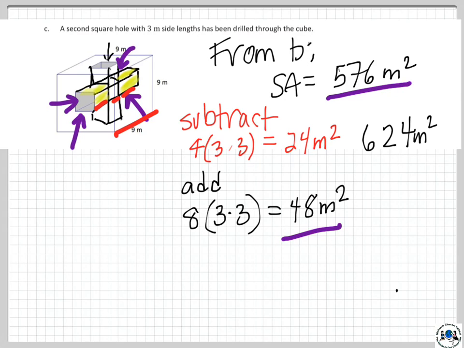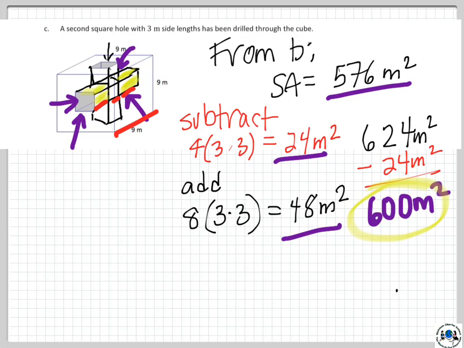But we have to now pay attention to what we subtracted. So we subtracted away 24 square meters, and what we end up with in the end is 600 square meters of surface area. That one might have been the most challenging yet. I'm hoping you are able to see more clearly these little intricacies and the things to look for, and how drawing a two-dimensional depiction of a three-dimensional figure can help you out as well. Okay, let's move on.